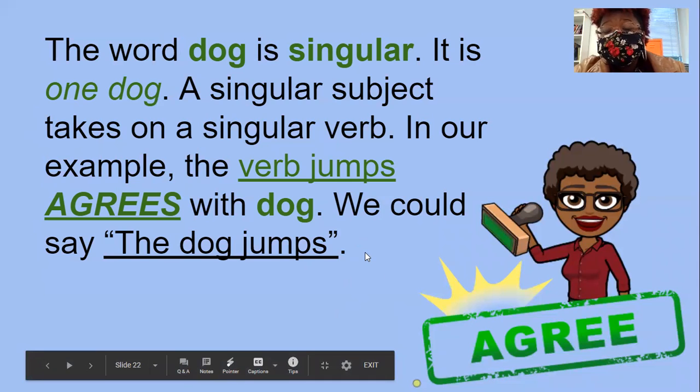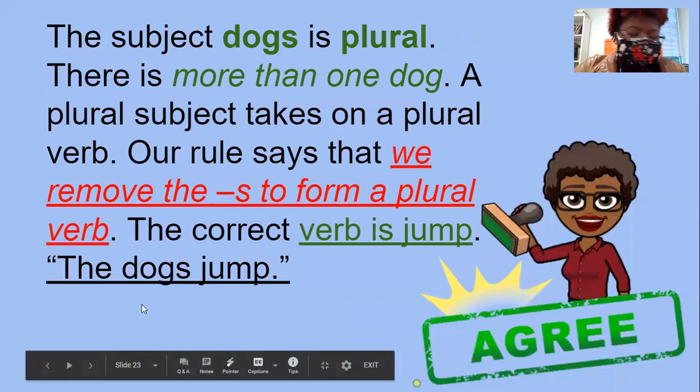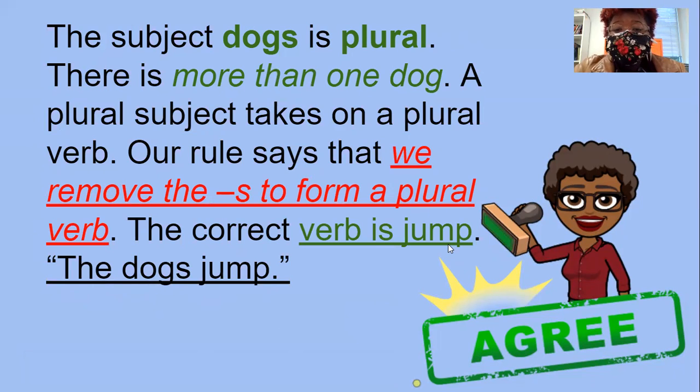Let's go into another example with the plural. So the subject dogs is plural because we're talking about many dogs or more than one dog. So a plural subject takes on a plural verb. So one rule that we can use is when we're doing a plural verb, we just remove the S from the end. So our correct version is jump. So our sentence says the dogs jump because dogs and jump, they agree with each other.